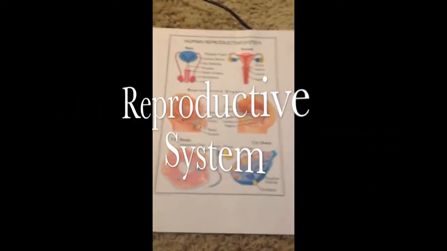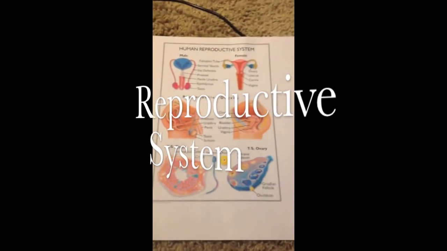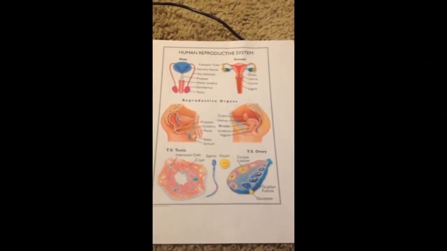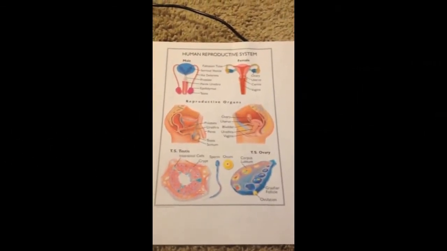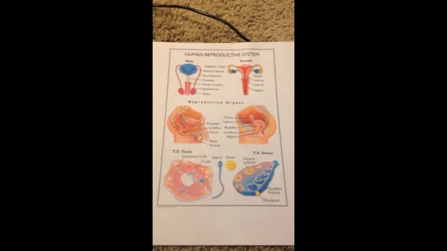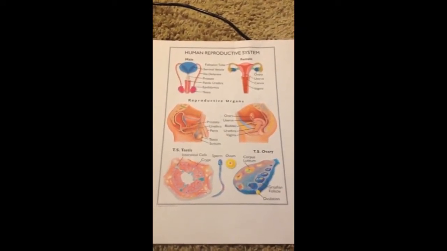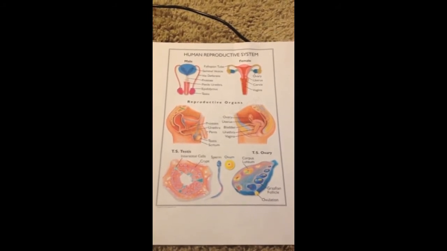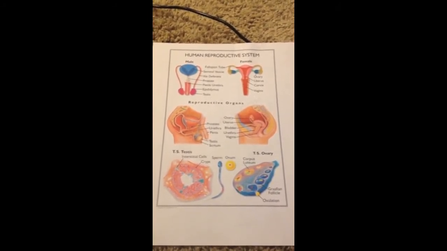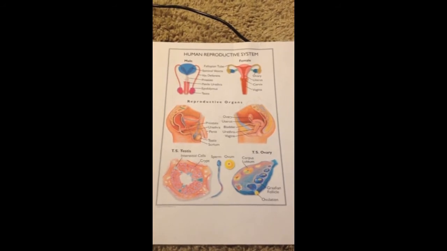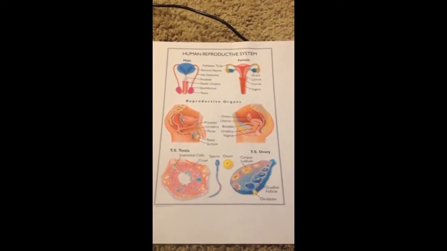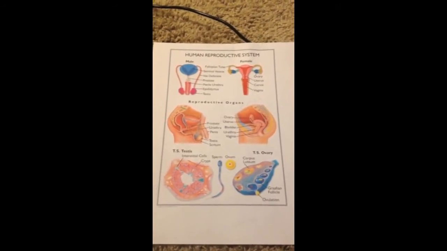Reproduce, they pass their genes to their children. You have about half of your father's genes and about half of your mother's genes. The male reproductive system consists of the testes, vas deferens, urethra, and the penis. Sperm is made in the testes and travels through the vas deferens to the urethra and exits through the body through the penis. This is known as ejaculation.